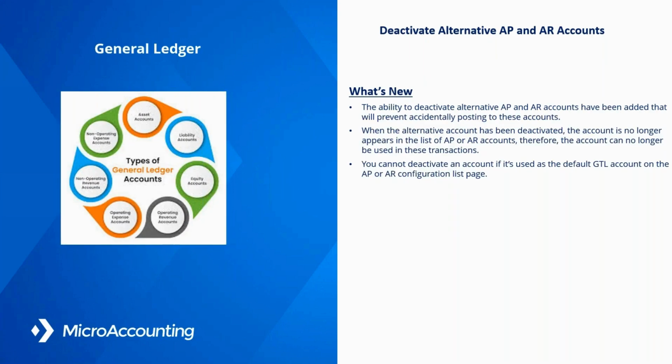Just a couple other things. They're really focusing on those alternative AP and AR accounts, and now we're able to activate those. But if they're used within any of the configurations, you can't inactivate them; they'll have to stay active. The benefit of the new enhancement is that we can inactivate those accounts and they won't be visible in the list when we're coding, which will reduce errors.